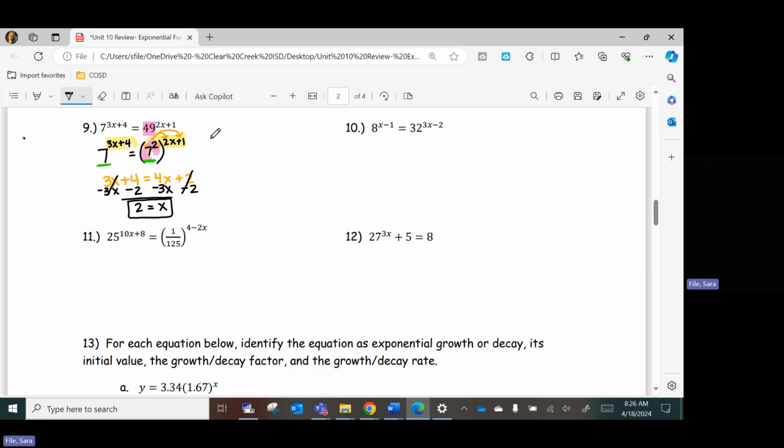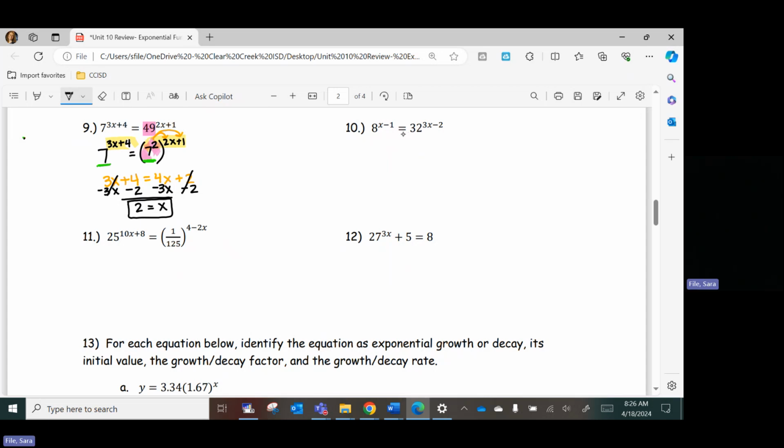Okay, let's look at number 10. Right now, my bases do not match. I've got 8 on the left and 32 on the right. Okay, so I can rewrite those to match. Sometimes you can rewrite just one of them. Like in number 9, we just rewrote the 49 and they matched. I cannot just rewrite 32 as 8 to a power because 8 squared is 64, not 32, right? So in some cases, you need to change both of them to be able to get them to match.